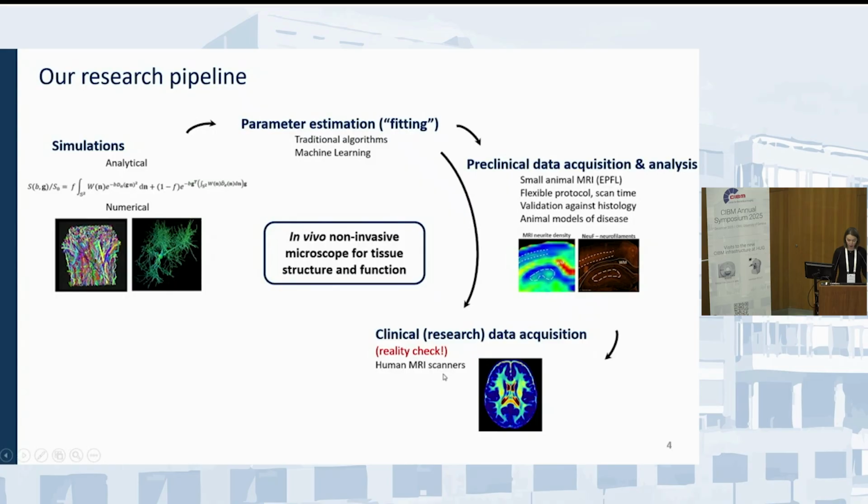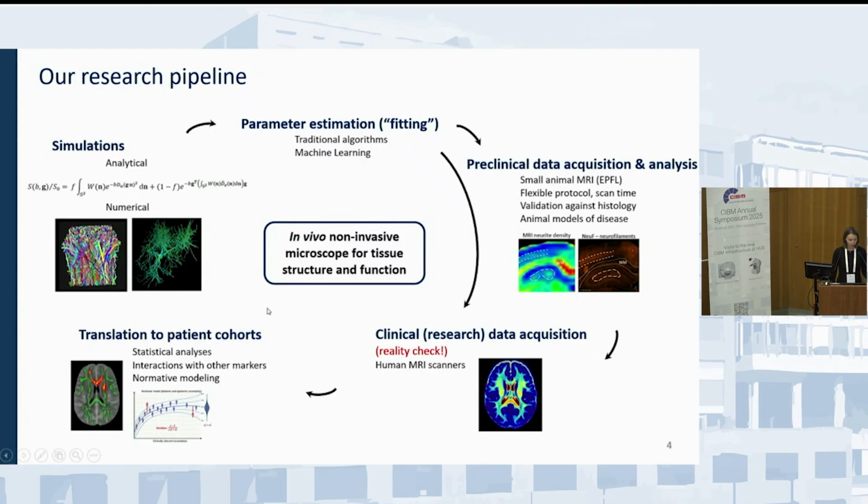Then we move on to clinical research data acquisition. So this is typically our reality check. This is when you try to do something in human for the first time. Things can become complicated because the hardware is not as proficient. You have limited scan time, et cetera. So very different hurdles to overcome. But once a method is robust, of course, we're very interested in translating it to patient cohorts and then trying to understand how the microstructure changes with disease, trying to look at interactions with other markers you may be able to measure. And we're also invested in developing a normative modeling approach to brain microstructure in the human.